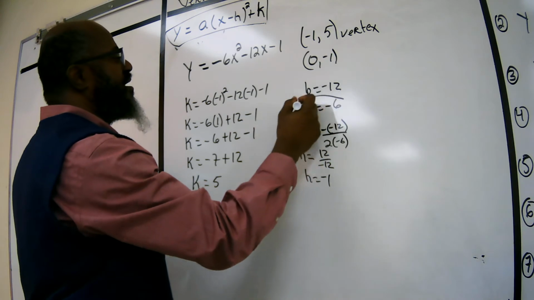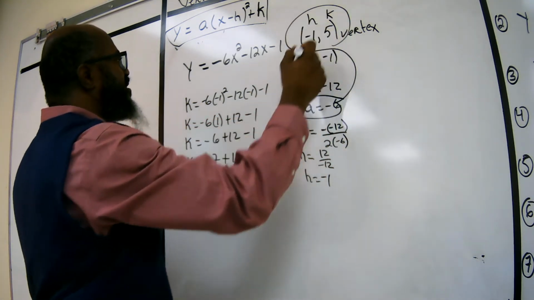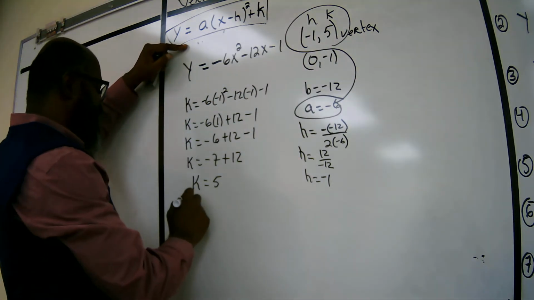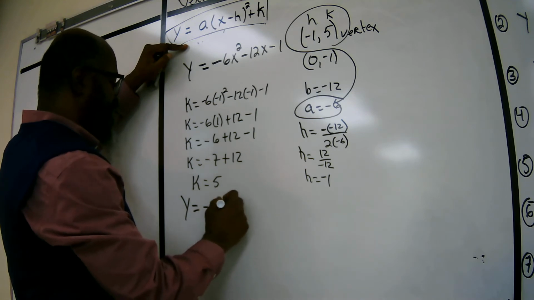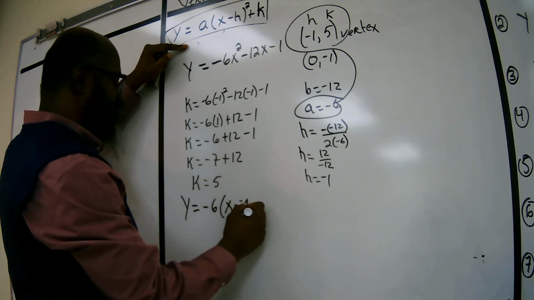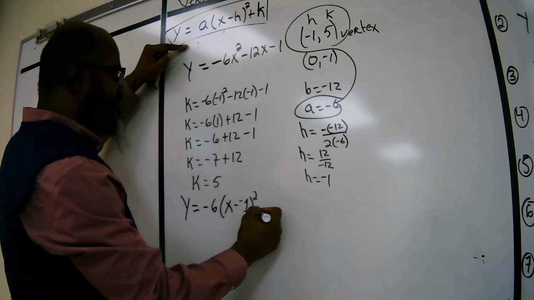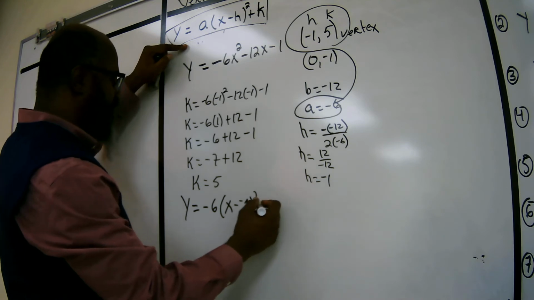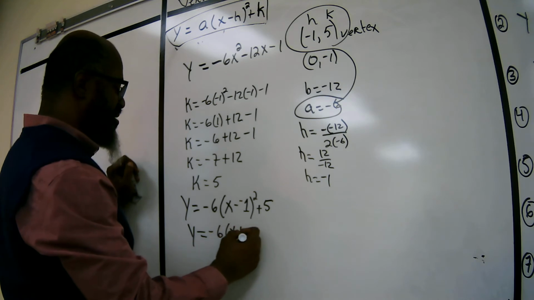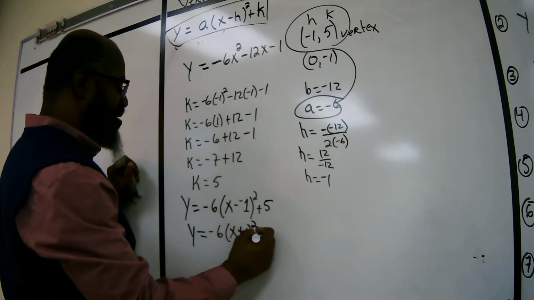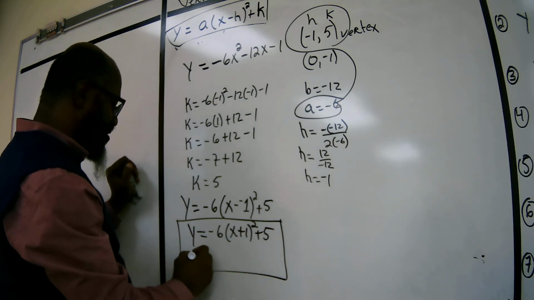So I know my a, I know my vertex. This is a, this is k. I'm going to replace k. I will have y equal, my a is negative 6 times x minus negative 1 squared plus k. In this case, k is 5. That will be plus 5. Then you simplify, you will have y equal negative 6 times x plus 1 squared plus 5, and this is my baby in vertex form.